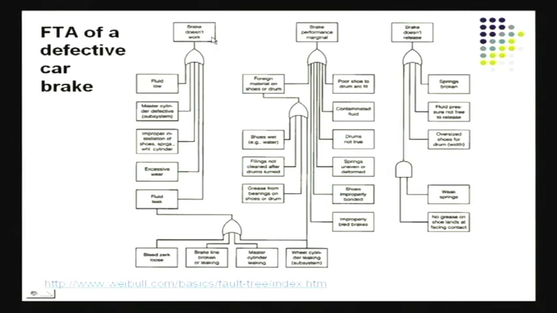A car brake, for example, would not work because of any of these things. Brake performance is marginal, or the brake does not release, or the brake does not work. Any of these things could have been caused by any of these components there. So this is what we call a fault tree. A fault tree is a tree built of various things that could go wrong, and either they work in parallel or they work in series. So you could have an OR situation, or you could have an AND situation, which is like something will not be functional if all the components are not working. That means all the components means none of them is working.